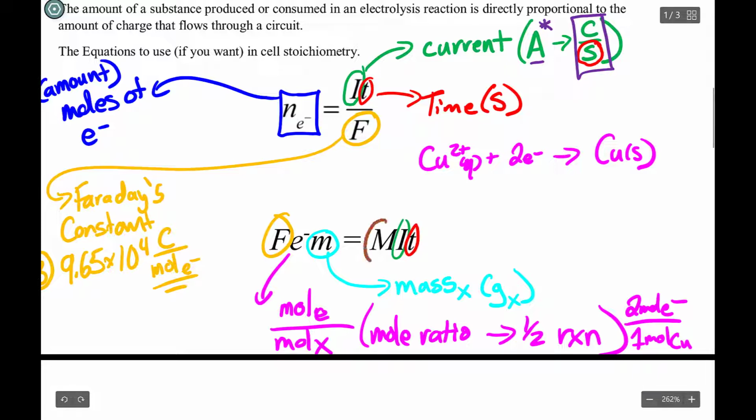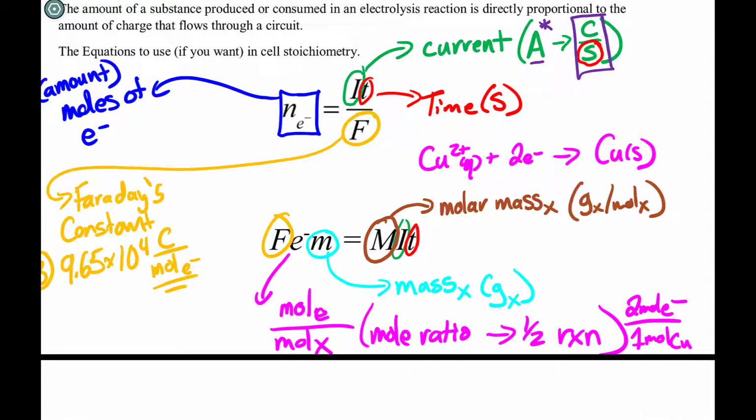And then the capital M stands for molar mass of that substance. So molar mass of X. So this would be grams of X per mole of X. For example, in this problem, if I stuck with copper, it would be the molar mass of copper.